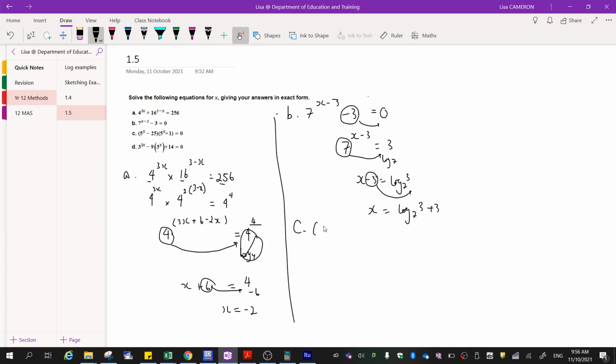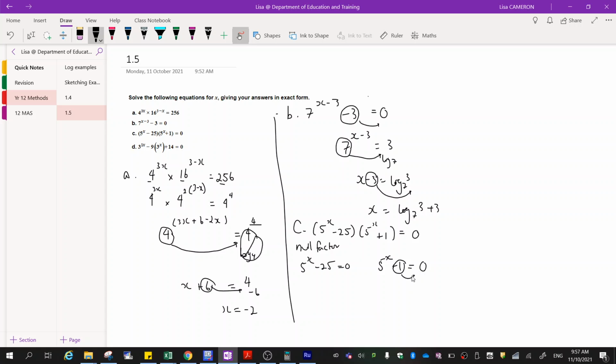Okay, C. Now I've got 2 brackets, which indicates to us that we're going to be using the null factor rule to solve this. This is one of the tricks that we commonly use. So I'm going to use the null factor rule. 5x minus 25 is equal to 0, and the other one will be 5x plus 1 is equal to 0.